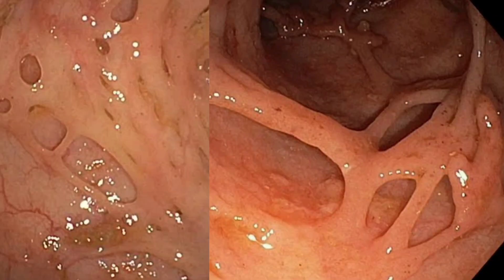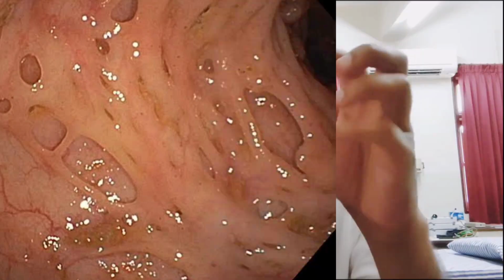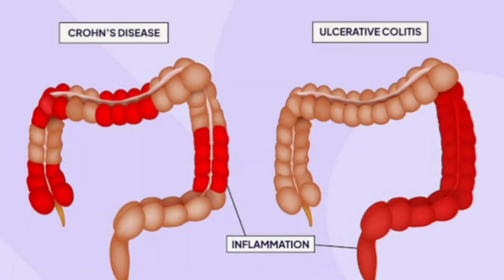The pseudopolyps fuse with each other, forming bridges known as mucosal bridges. Ulcerative colitis is also associated with toxic megacolon. That you have to keep in your mind. Toxic megacolon is a known complication of ulcerative colitis.